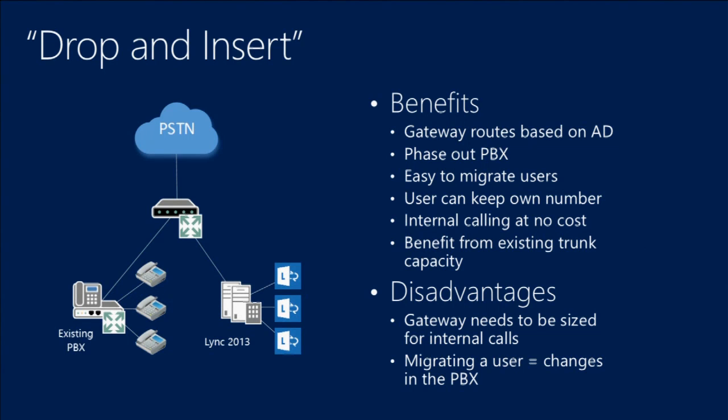If the phone number does not belong to a Link Enterprise Voice enabled user, then it just goes to the existing PBX. And that will make it very easy to migrate from one solution to the other, because you don't need to do any changes in the routing on the gateway itself. It will just get the information from Active Directory.